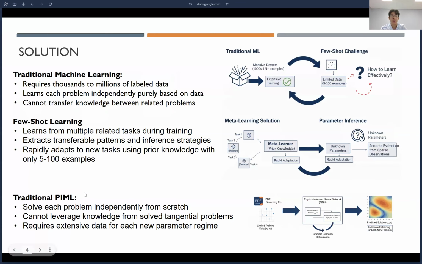Traditional machine learning requires thousands to millions of labeled data, and it cannot transfer problem information, right? This is also the same in PIML, where each problem is solved independently from scratch, and it only generally transfers the core principles, which is the physics-informed part. But few-shot learning allows you to train from multiple related tasks, and it extracts the transferable patterns, like the similarities between the Navier-Stokes equations and how they're modeled. You can extract that knowledge, and it can train with very few examples because it takes the information from its past learnings.